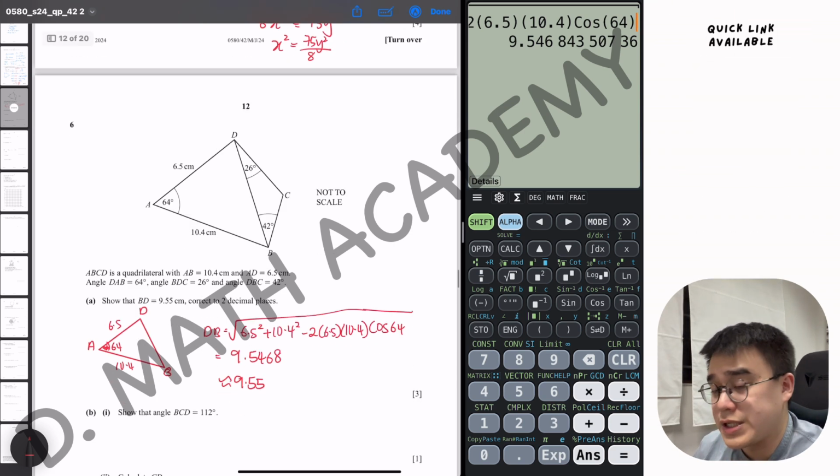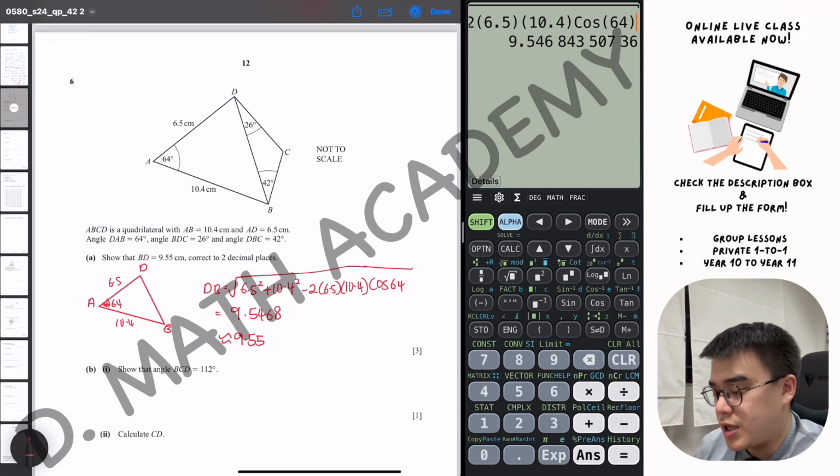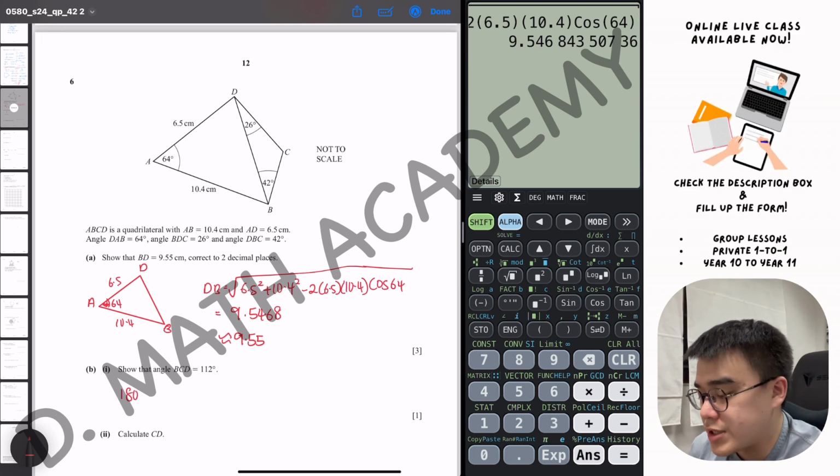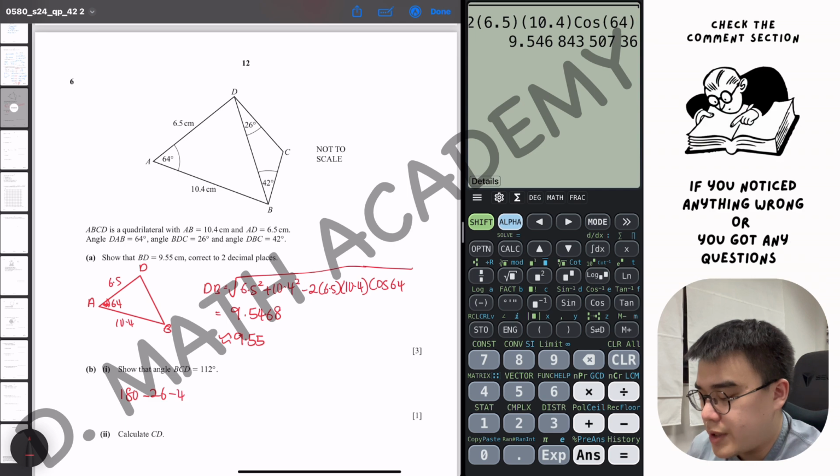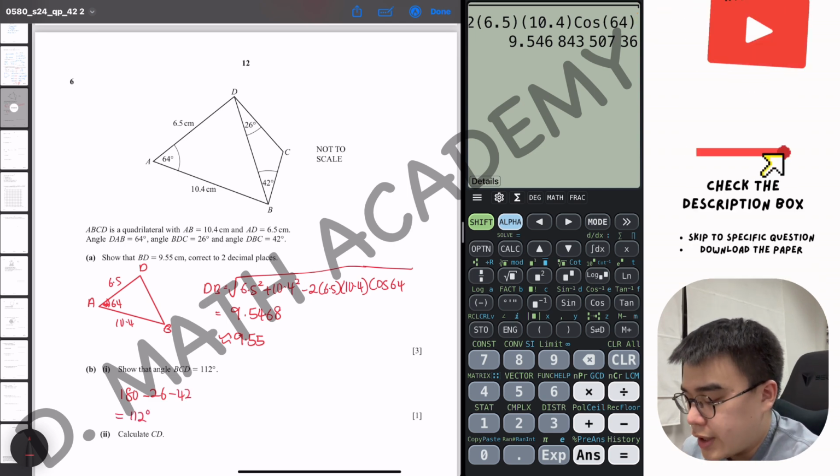BCD, however, is super easy. It's just the total interior angle, so minus 26 and 42. You should be able to get 112 without any issue. Okay.